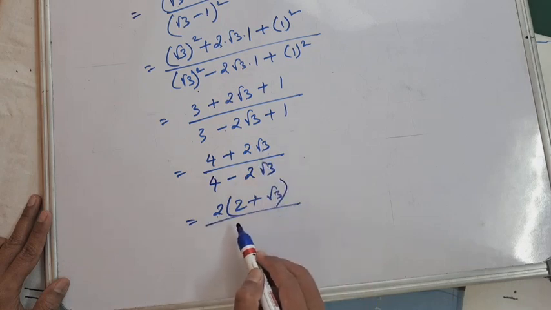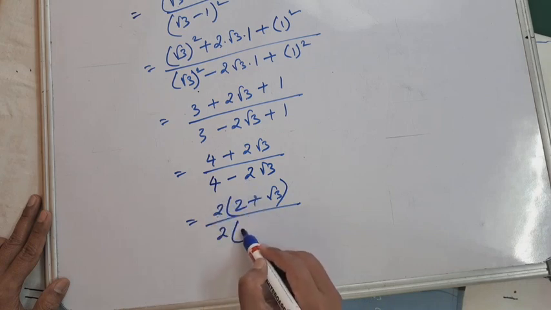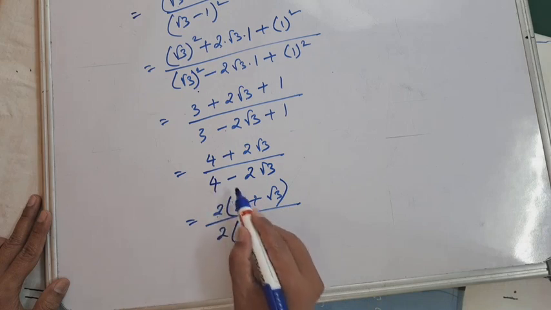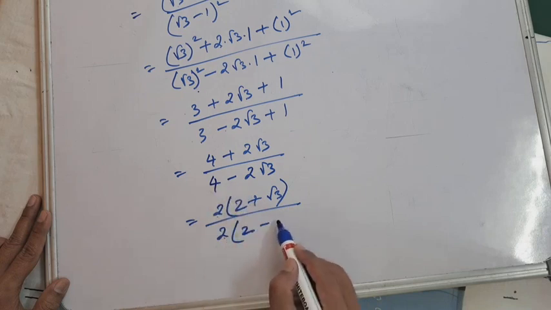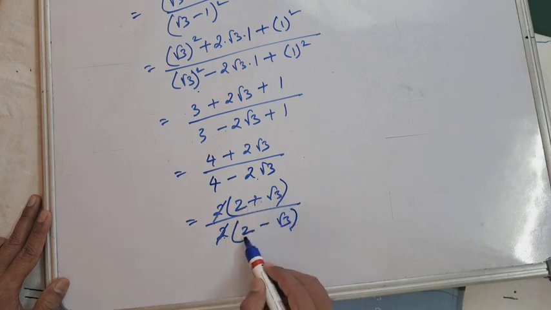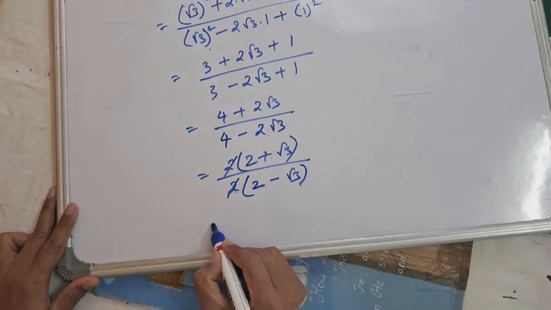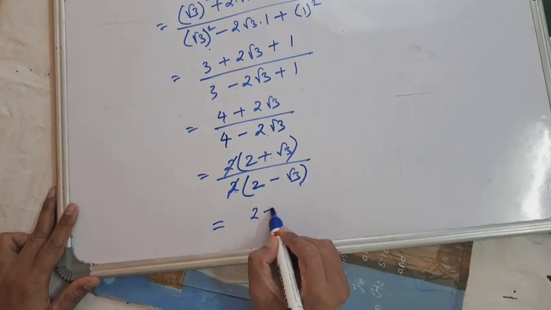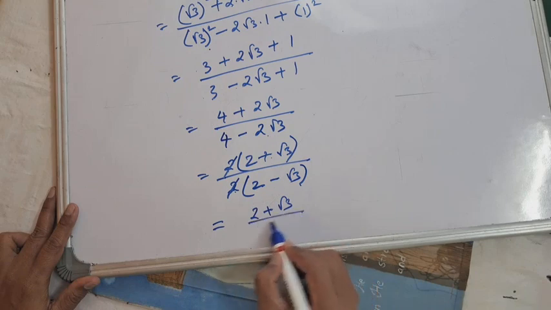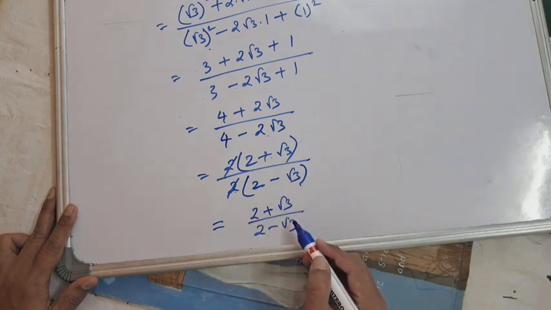In the denominator also we do the same thing, 2 common. So 2 into 2 is 4 minus 2 into root 3, 2 root 3. So we can cancel this 2 and 2. So we have 2 plus root 3 upon 2 minus root 3, isn't it? So let me write that. This equals, in the numerator 2 plus root 3 and in the denominator 2 minus root 3, okay? So this is what we got from the left hand side.